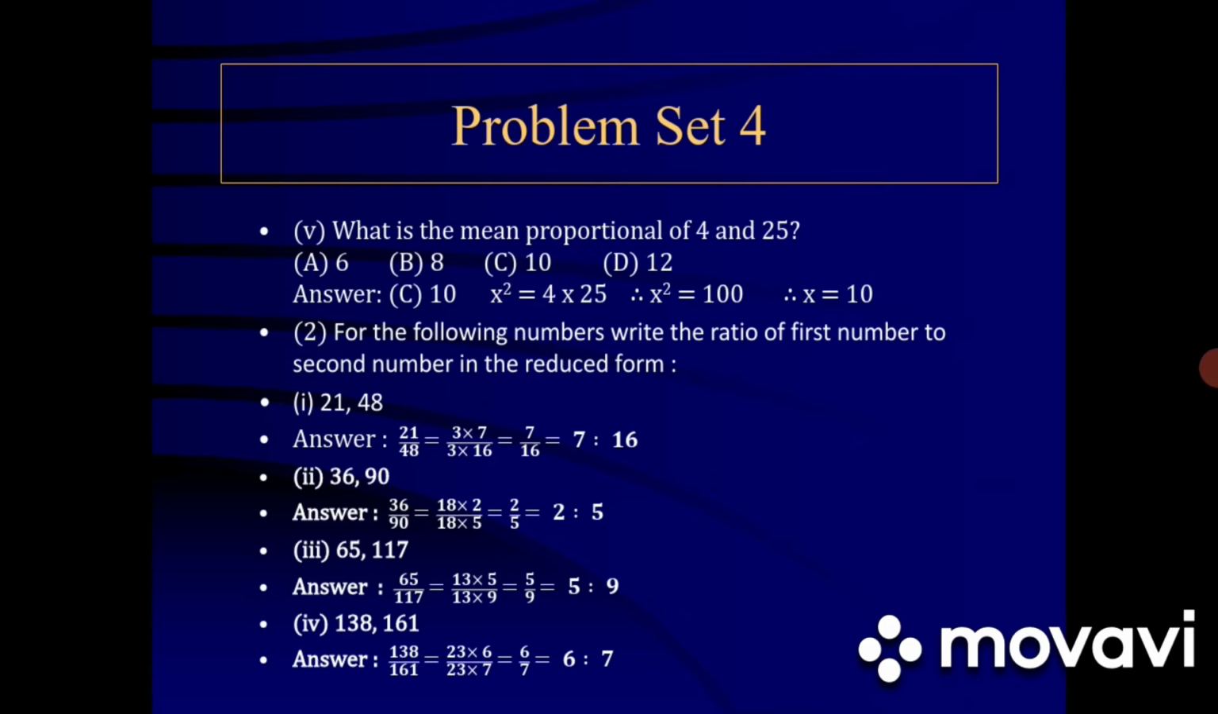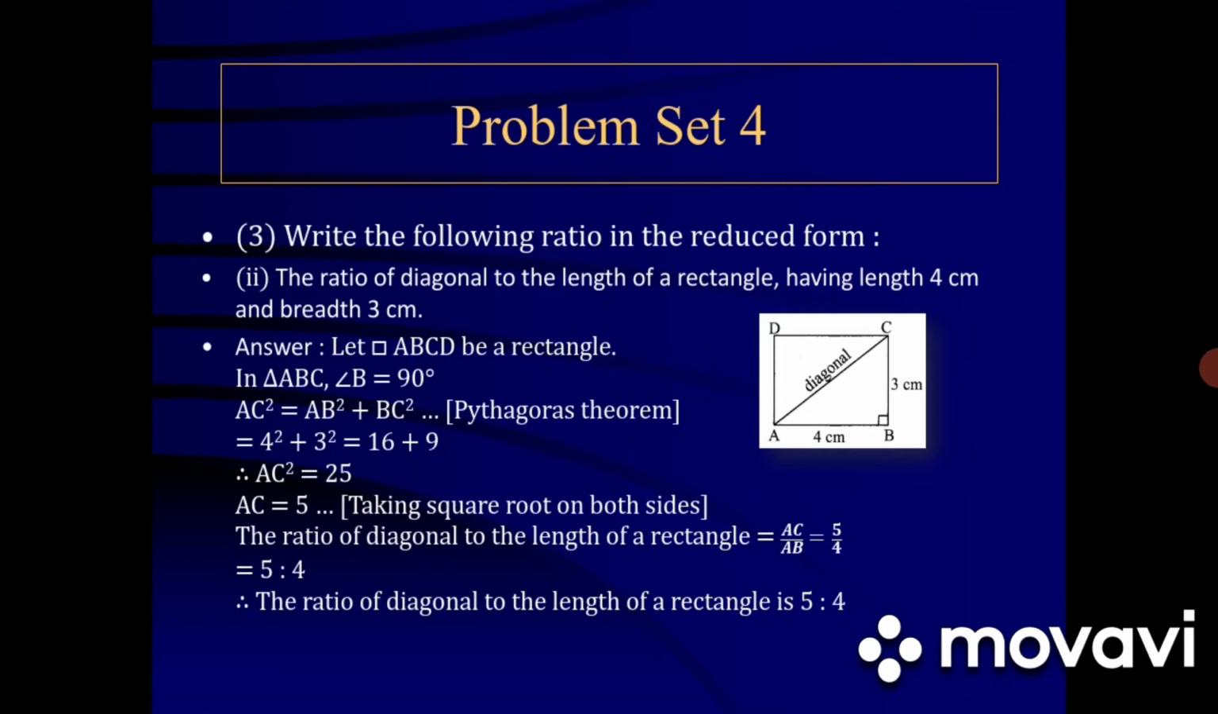Subdivision 4. 138, 161. Solution: 138 upon 161 is equal to 23 into 6 upon 23 into 7, and that is equal to 6 upon 7, which is equal to 6 is to 7. Question 3. Write the following ratio in the reduced form.